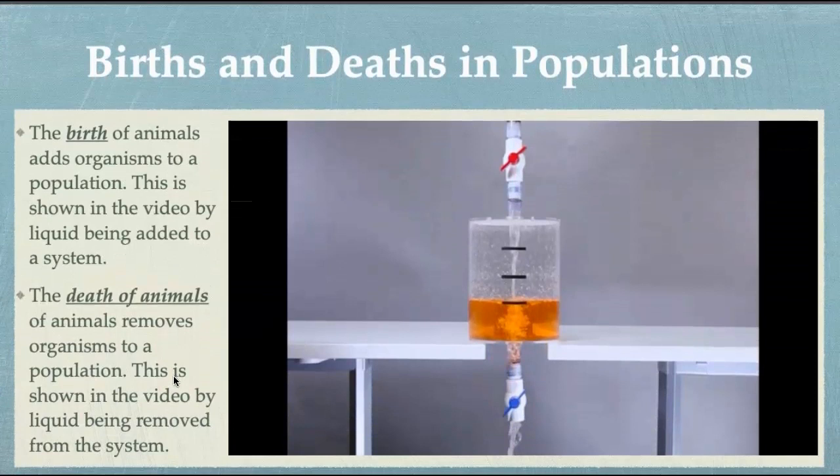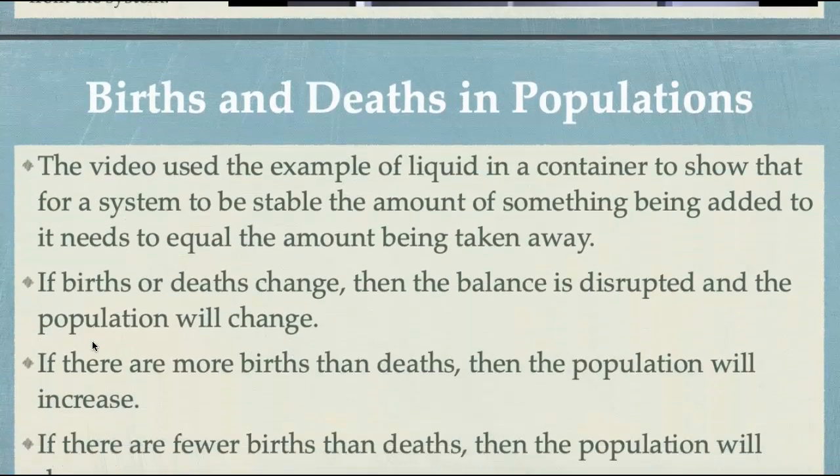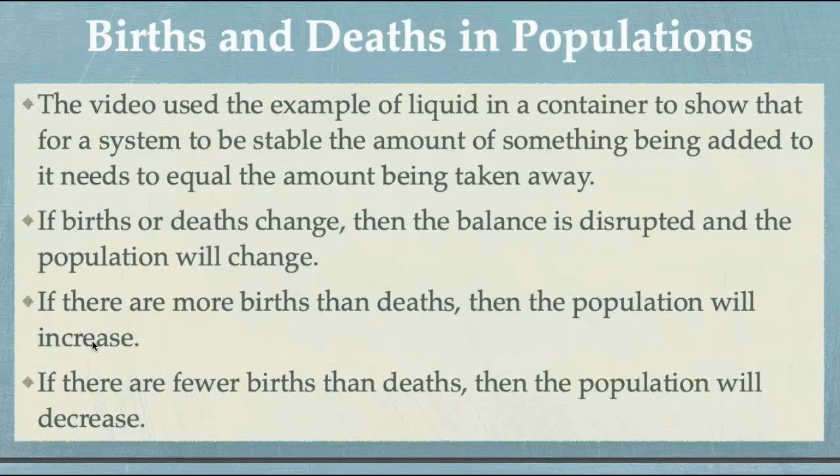Now, the birth of animals adds organisms to a population. I'm not going to show the video because, for whatever reason, it doesn't work that well with the Screencast-O-Matic. The death of animals removes organisms. In the video, it uses an example of liquid in a container to show that for a system to be stable, the amount of something being added needs to equal the amount being taken away. If births or deaths change, then the balance is disrupted and the population will change. If there are more births than deaths, the population will increase. If there are fewer births than deaths, the population will decrease. And these will have effects on the rest of the ecosystem.